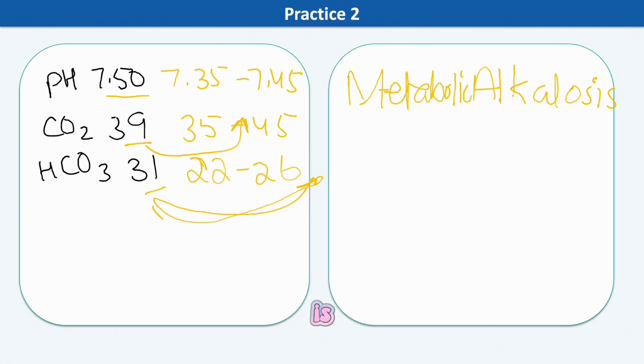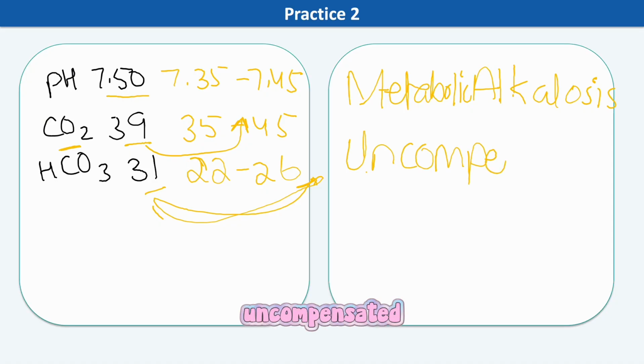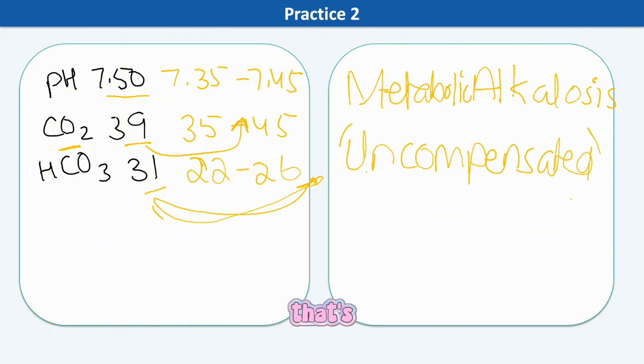So carbon dioxide is within range. It's not really helping. So uncompensated. This is metabolic alkalosis, and it's uncompensated. All right, let's do another problem.